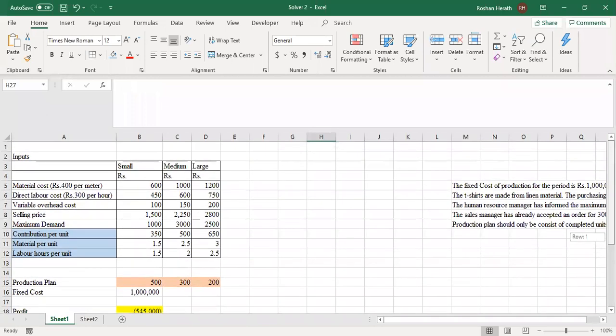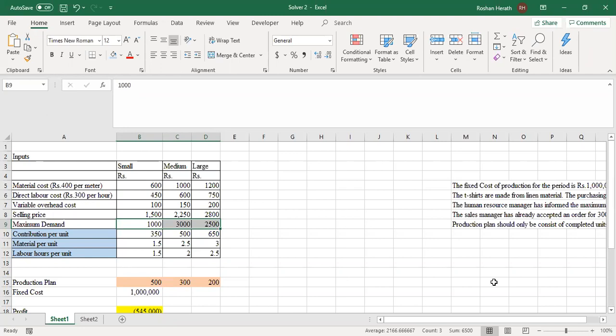You might find another. It's about the maximum demand. That is also a constraint because at any given point in time, the production plan cannot exceed the maximum demand. So accordingly, there are 5 constraints in the given question.